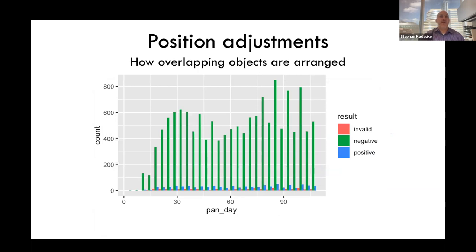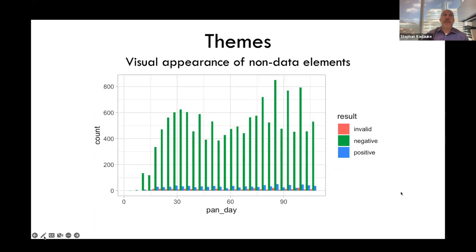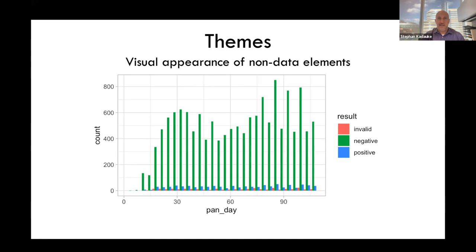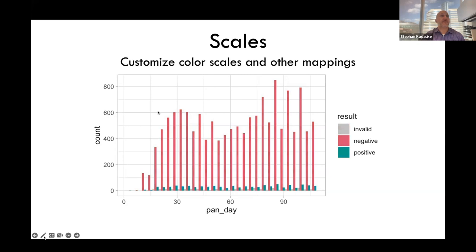So we've only barely scratched the surface of what you can do with ggplots. For example, you can change how overlapping objects are arranged. We've been working with a stacked histogram, but you can make side-by-side bars also. You can use different themes, and these affect how non-data elements such as axes and grid lines and background appear. So here we have a different theme. All the data look exactly the same, but here the background is different.